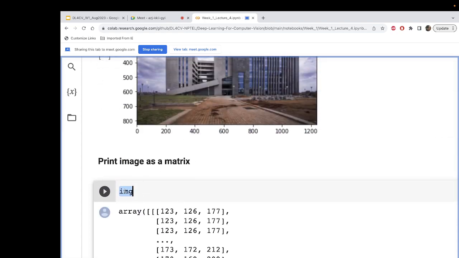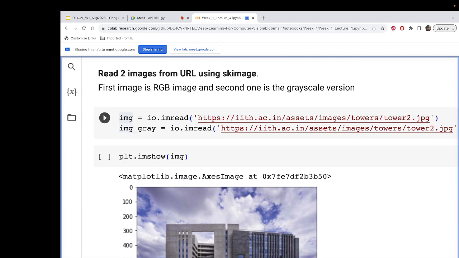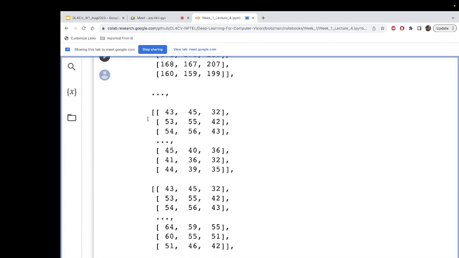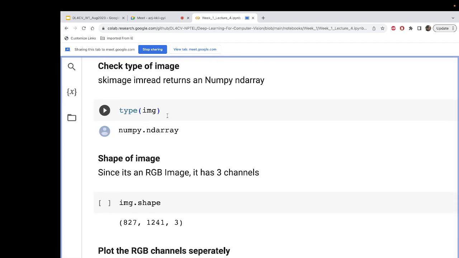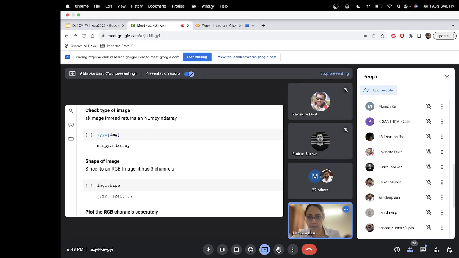So when you open an image file and load it through skimage, that already converts your image to a NumPy array which you want to manipulate, and the proof of that is shown here. If you want to find the data type of this image, you do a type, and you find a numpy.ndarray. Yeah. So, Mona, I think the link is already shared, but I'll share once again. Don't worry.